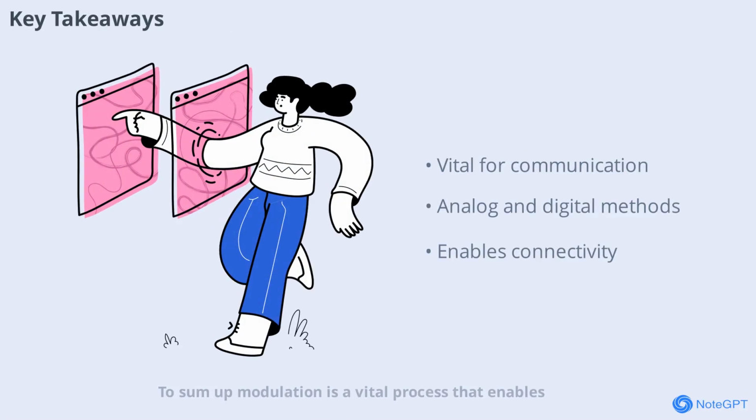To sum up, modulation is a vital process that enables the transmission of information over various media. From analog to digital, simple to complex, each modulation technique serves a unique purpose in our communication networks. Understanding these methods helps us appreciate the technology that powers our connected lives.